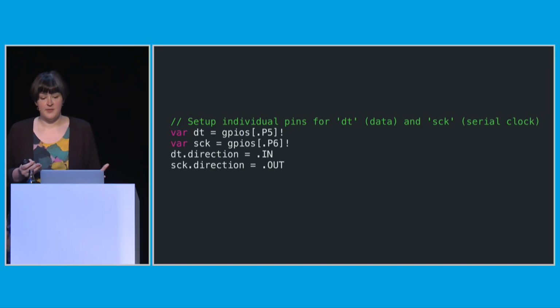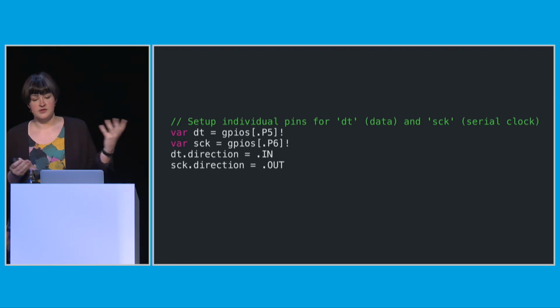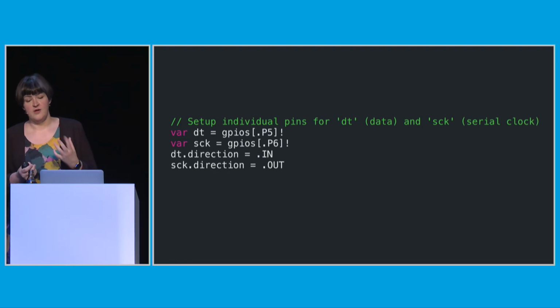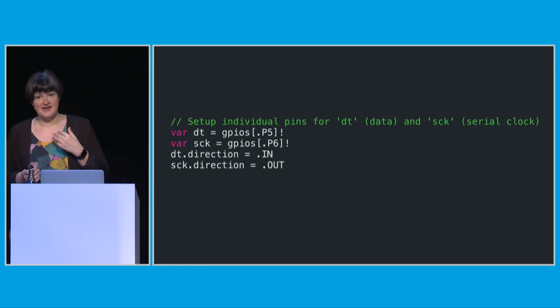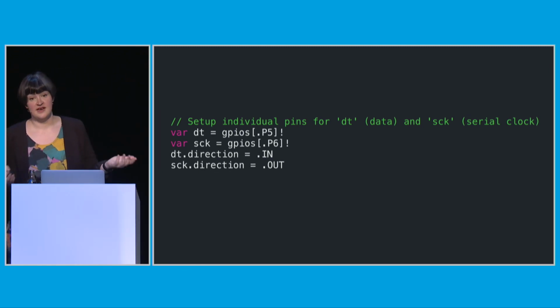Now we just need to set a pin for the data. So we're using pin 5, and then for the clock, we're using pin 6. And then, of course, it's important to set the actual direction. So for the data, we're taking data in, and for the clock, we're sending data out to the clock.